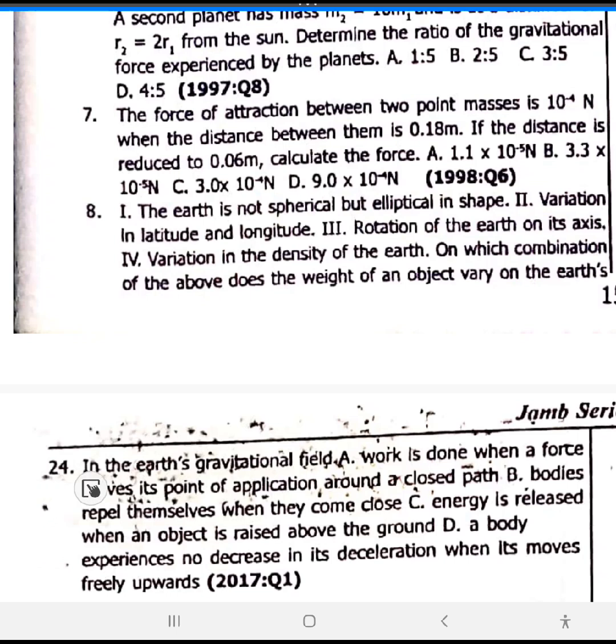And one more question to wrap up this chapter, 24. In the Earth's gravitational field, a body experiences no decrease in its deceleration when it moves freely upwards. When you throw something upwards, the body will not experience a decrease in its deceleration.